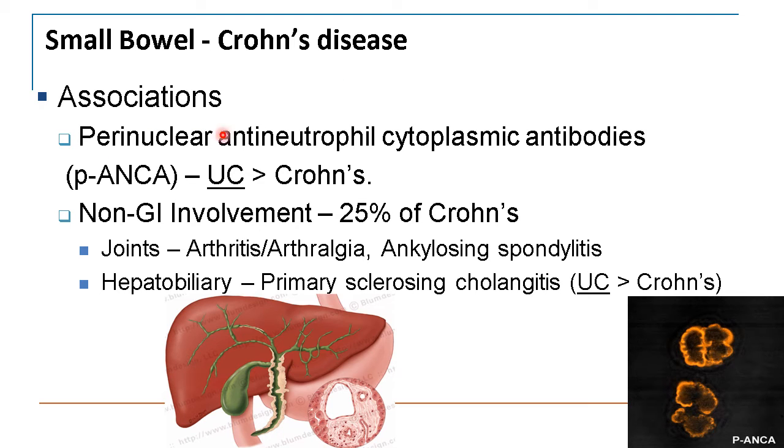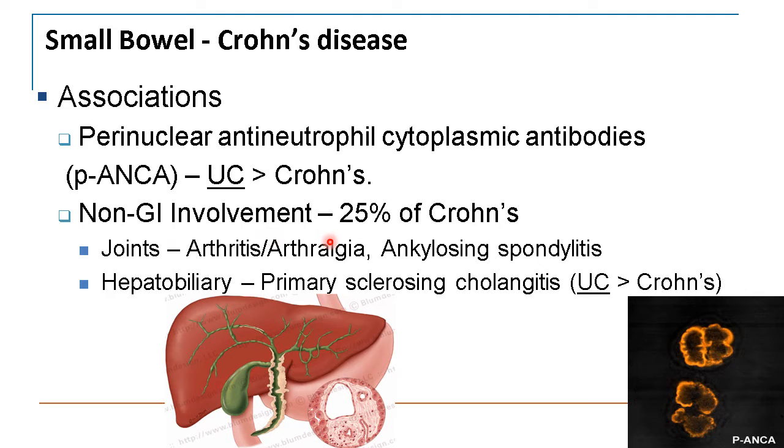Crohn's disease is associated with perinuclear anti-neutrophil cytoplasmic antibodies, which are called P-ANCA, the first letter of each of these. Perinuclear, the P, anti-neutrophil cytoplasmic antibodies, as seen here with fluorescent cytometry. And this P-ANCA is more common in ulcerative colitis than in Crohn's disease. Both ulcerative colitis and Crohn's are inflammatory bowel diseases.